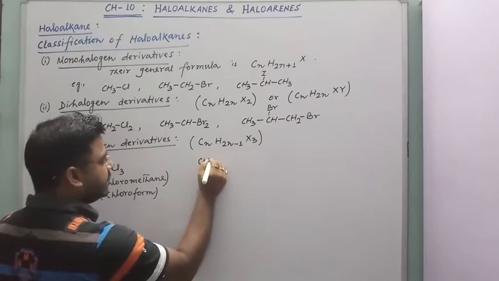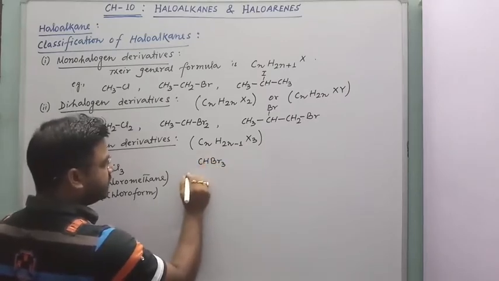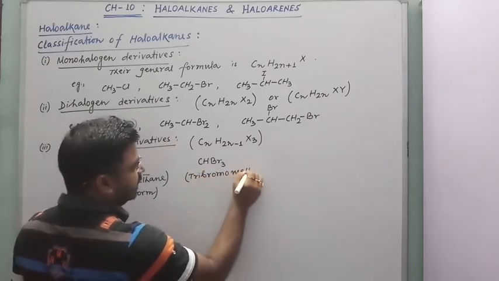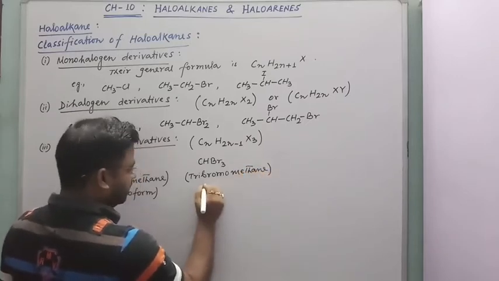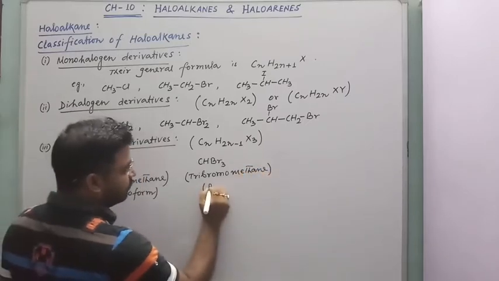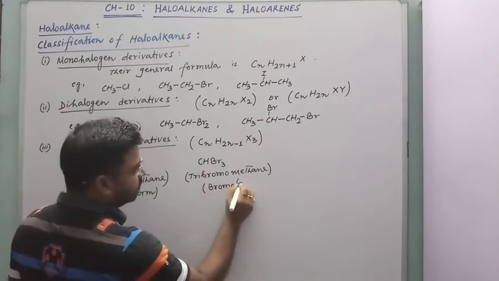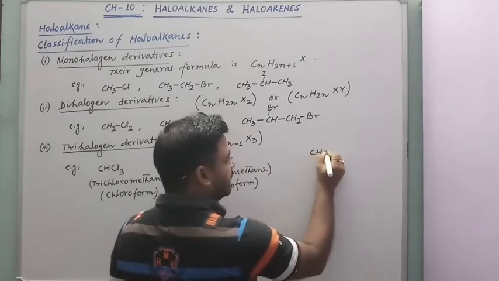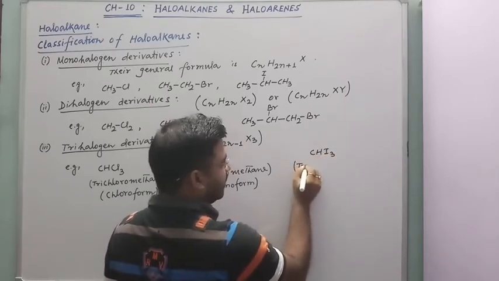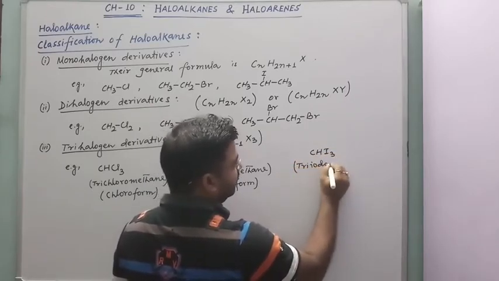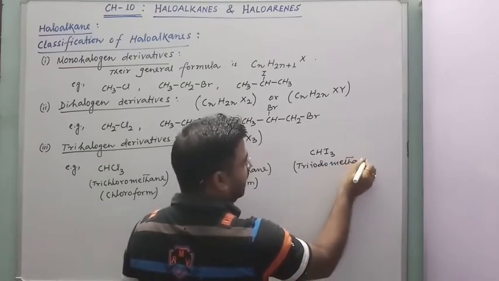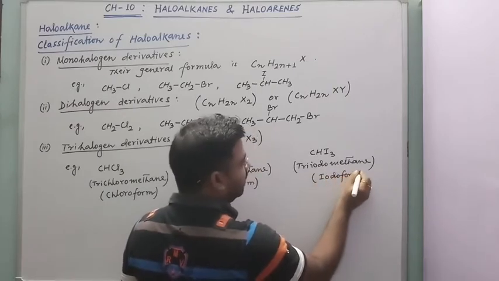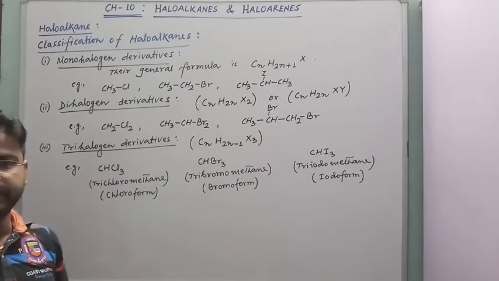Similarly, CHBr3, this is tribromomethane, and tribromomethane is commonly called bromoform. So bromoform is the common name of CHBr3. CHI3, this is triiodomethane, and it is commonly called iodoform. So these are trihalogen derivatives.